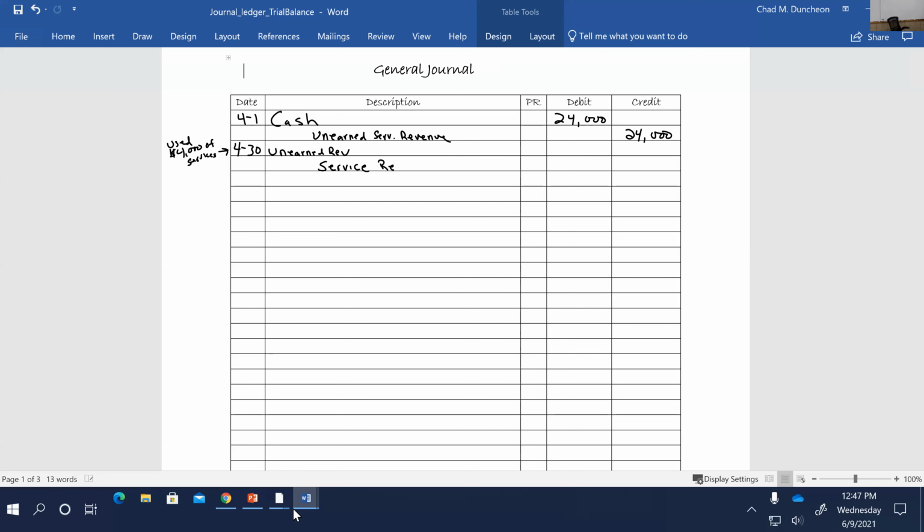And now it has been earned. We can move it into service revenue, the amount of 4,000. And if we were looking at our T accounts here, you can see for our unearned revenue, we had 24,000 that went over there. We took 4,000 off. We still have a $20,000 credit balance in our unearned revenue, and that still has to be performed.